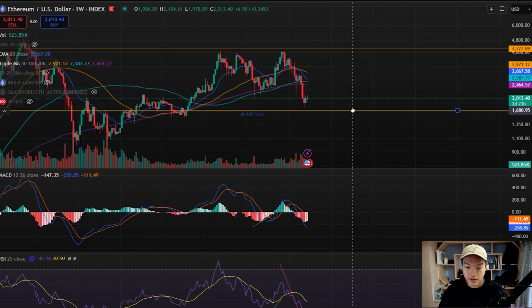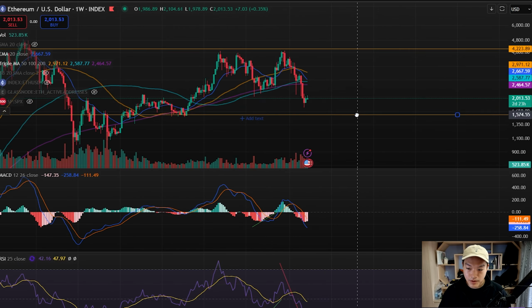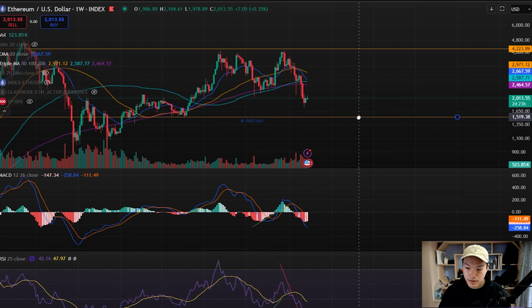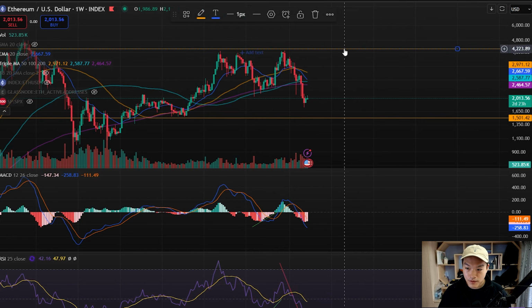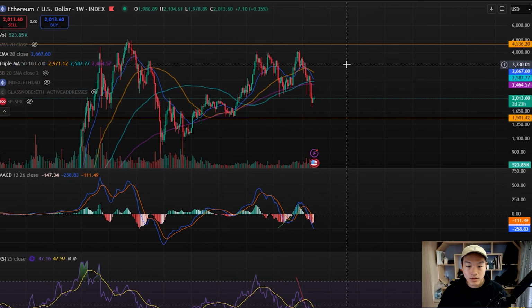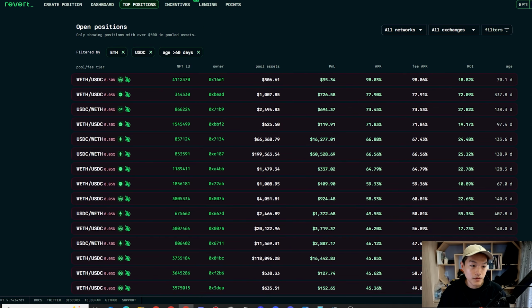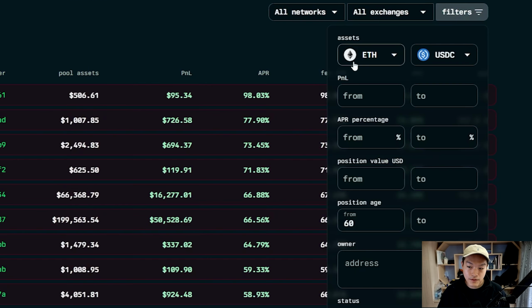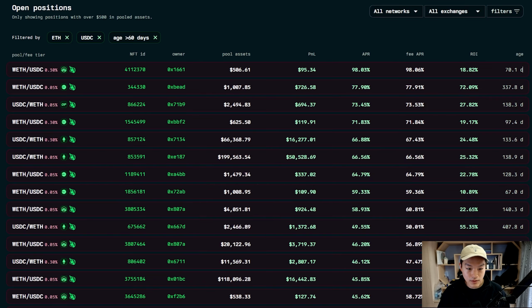All right, so just as an example, let's say I'm setting my range around 1,500 to be more conservative. The top of the range could be around 4,500. So if this was my range, right, what's the next step? The next step, I want to hop to Revert, to the top positions tab. I want to filter for ETH and USDC in this case. I put position age to be around 60 days so that it filters out all the noise.